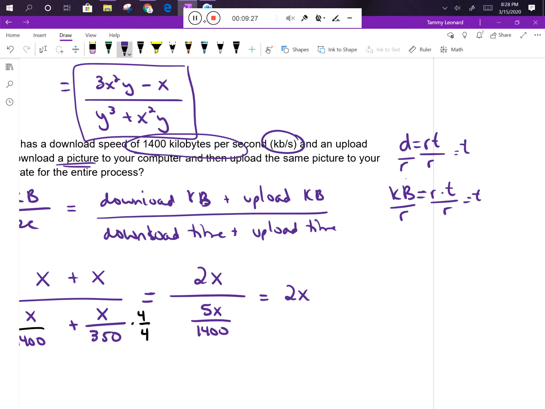So I have 2x times 1400 over 5x. Well, that gives me an x in the numerator and an x in the denominator. So it shows us that it doesn't matter how big that picture was, because the size of the picture cancels itself out in the problem. I can also look at 1400 and realize that it ends in 0, so it must be divisible by 5. So I can divide 1400 by 5, and this simplifies down to 2 times 280. Well, that means that I've got a combined rate of 560 kilobytes per second.